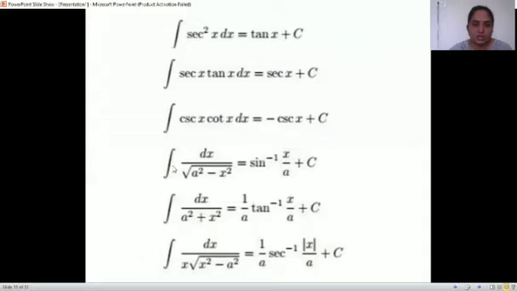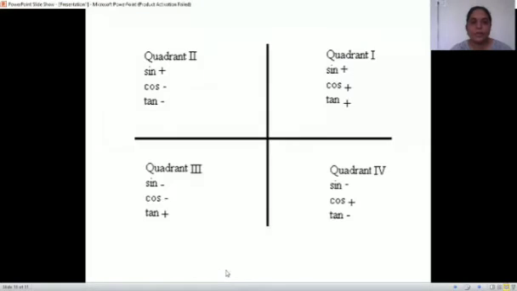Next, integration of dx upon root a square minus x square is sine inverse x upon a. Next is integration dx upon a square plus x square. It is 1 upon a tan inverse x upon a. Next is integration dx upon x into root x square minus a square. It is 1 upon a into sec inverse x upon a. Okay, this is a very important part.